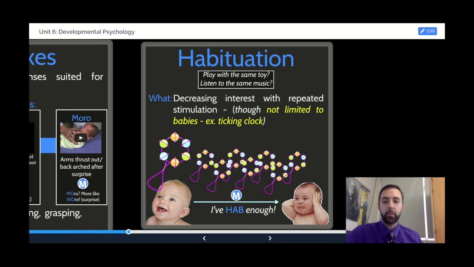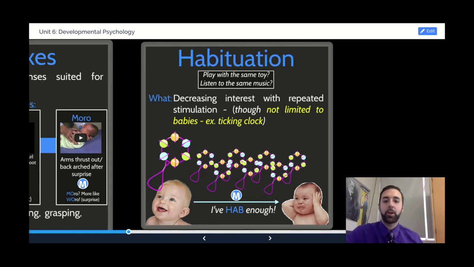So for example, if you buy a brand new toy for an infant, the color, the shape, how it feels, the tactile feeling, all of that will be brand new to the child. So for a period of time, that child is going to be really excited. Brand new toy, they're going to put it in their mouth, shake it if it's a rattle. However, after repeated exposures, they'll usually grow very bored of that toy.